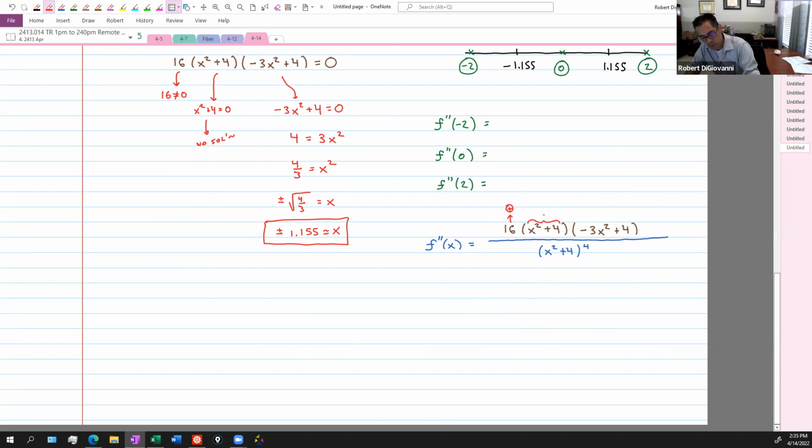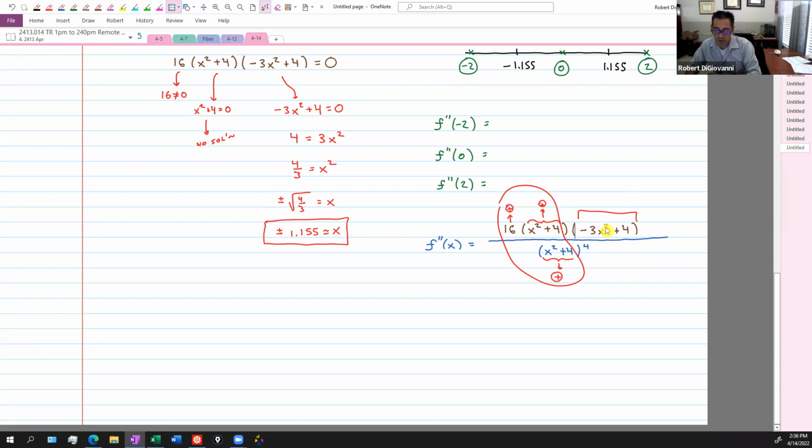x squared plus 4, that's always positive. And x squared plus 4 to the 4th power is always positive. So all of these together are positive, right? So all I really care about is what happens to this. That's all I really need to know. So let's try negative 2 in here.